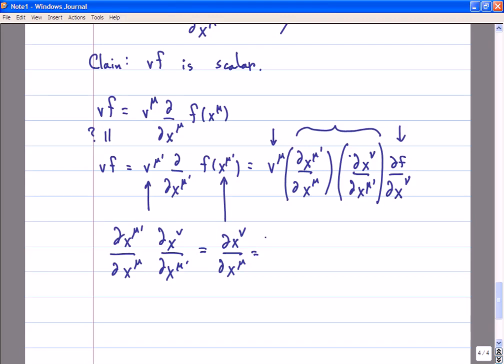So that's given by the symbol that we usually call delta mu nu, which is the symbol known as the Kronecker delta symbol, defined to be equal to 1 if mu is equal to nu, and 0 otherwise.